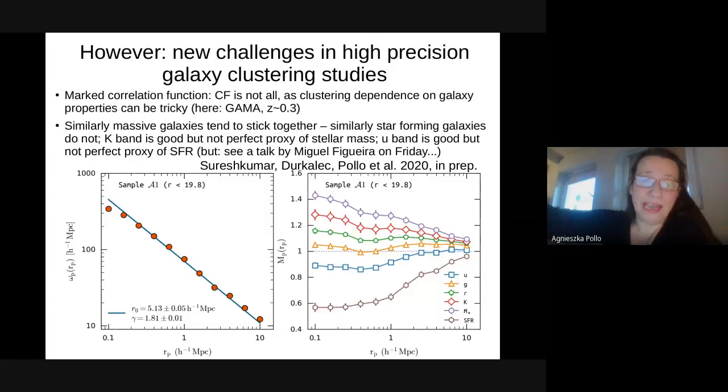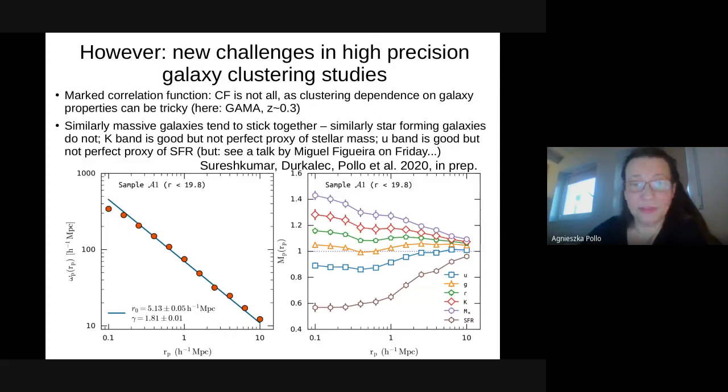Usually, we say that K-band is good to trace stellar mass. We can see that K-band is the best among all, but not exactly like stellar mass. We can say that U-band is a very good proxy of star formation. Again, when we look at clustering, we find out that yes, it's close, but not exactly like star formation. Then here on small scales, there is a wealth of information still to recover about galaxies being close together, sharing their properties or not.